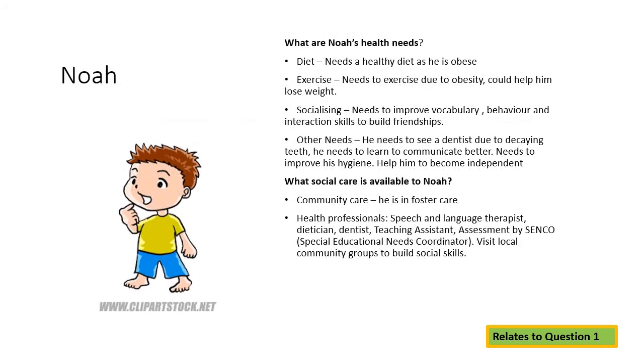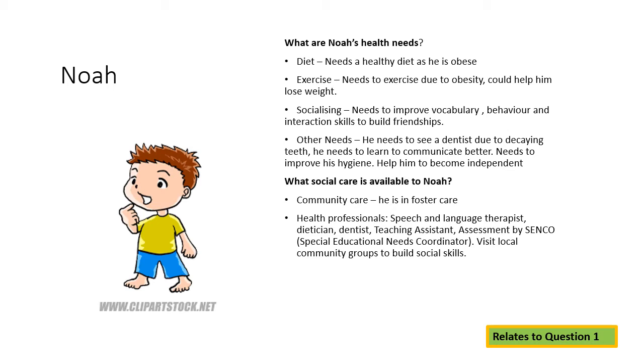So you will see on the next slide, Noah's health needs are his diet. He needs a healthy diet, as he is overweight, he is obese, so he actually needs a healthy diet to sort that out. He needs exercise due to his obesity, so this could help him lose weight if he's getting more exercise. Socialising. He needs to improve his vocabulary, his behaviour and interaction skills to build friendships.